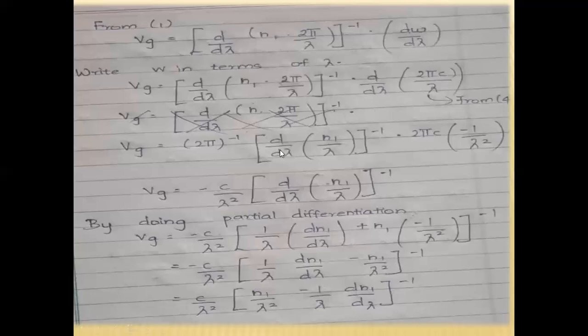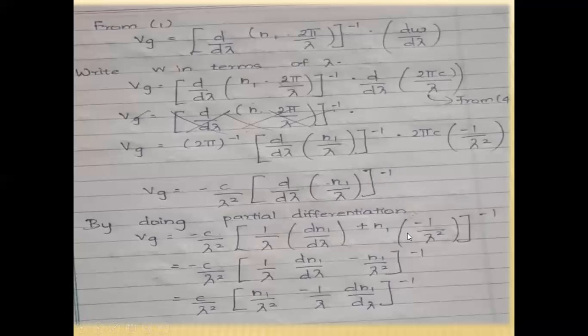Again, here we have d/dλ of n1/λ, the whole inverse, right? Now, by differentiation or partial differentiation, we will get the value of Vg equal to minus c by λ². Taking this as the UV method, we will get 1 by λ into dn1/dλ, plus this term will be a constant term. By differentiation, d/dλ of 1/λ is equal to minus 1 by λ², the whole inverse. It can be written here.